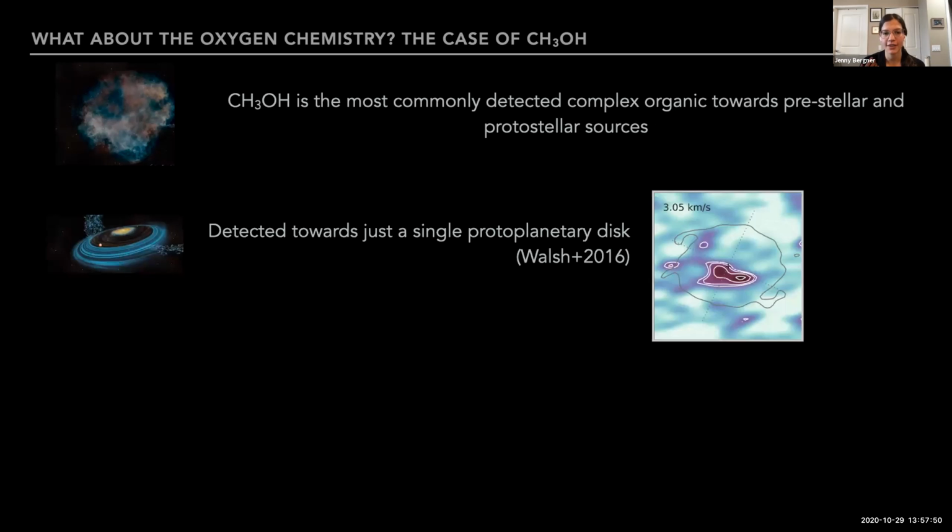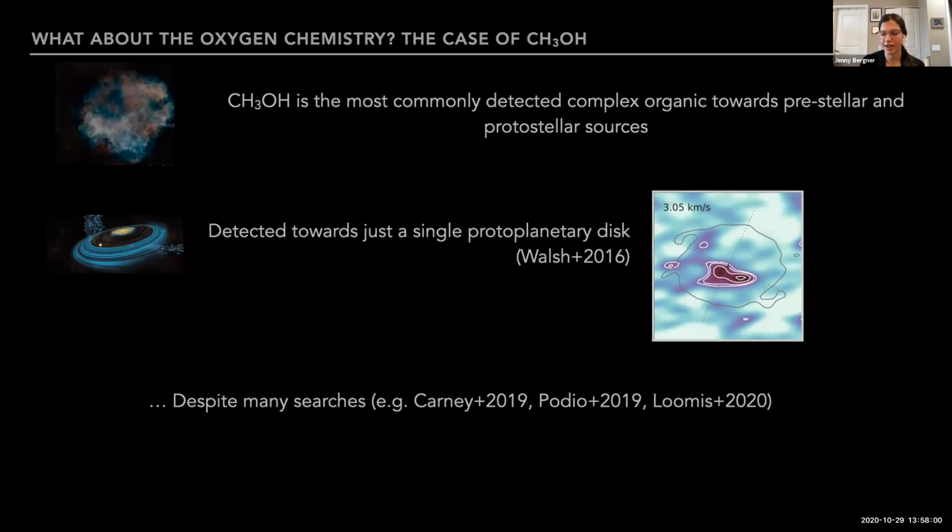But within protoplanetary disks, we've actually had a really hard time finding methanol. It's only been detected towards a single source, and this was done by Catherine Walsh in 2016. So this is not for a lack of trying. There have been a number of deep searches for methanol that have come up with only upper limits for how much methanol is there.